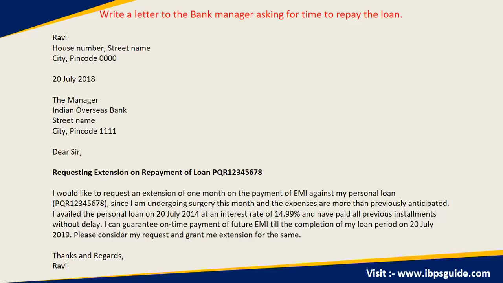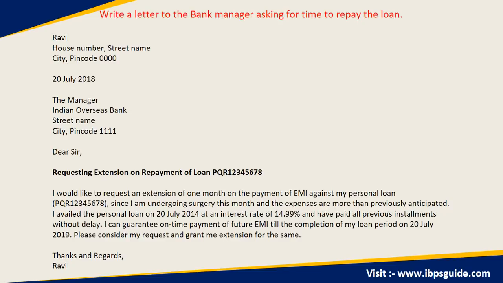So as discussed in the format, first you have your name and your address. So this is the sender's name and address. So Ravi is writing the letter. Ravi, house number, street name in the next line, city and pin code. Alright, so you have a space there and then you have the date in the given format, 20 July 2018. Alright, so you have a space again.